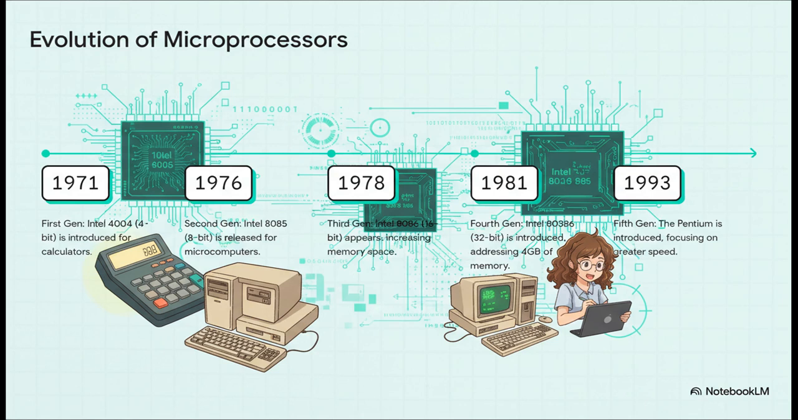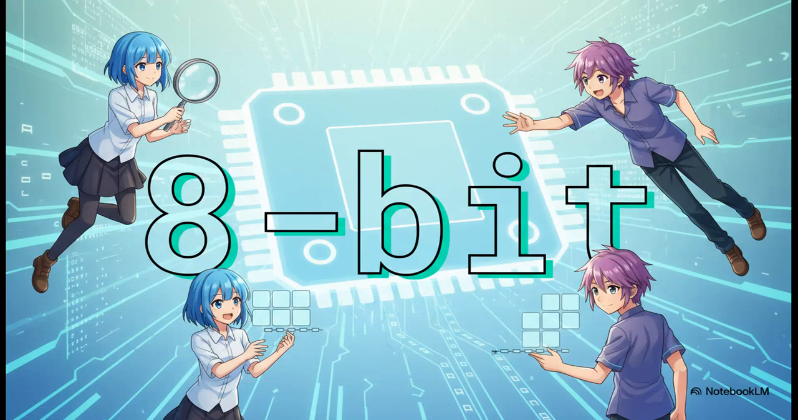The very first microprocessor, the 4-bit 4004, comes out in 1971. And then just 5 years later, we get the 8-bit Intel 8085. This wasn't just a small step up, it was a giant leap that became a cornerstone for the entire early microcomputer industry.